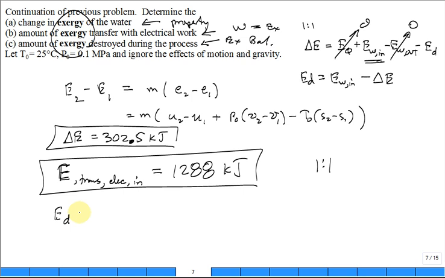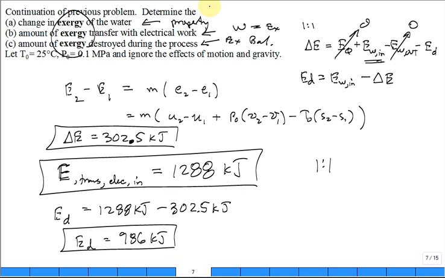So we had 1,288 kilojoules come in, and at the end of the day, what was increased in the bank was 302.5. What happened to the rest of the exergy? Siphoned off, destroyed through irreversibilities. So the exergy destruction was 986 kilojoules.